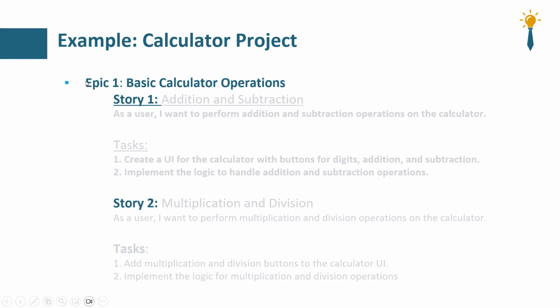This is epic one, basic calculator operations. And in epic one, you can have many stories. And in each story, you can have multiple tasks. So this is a story. And in this story, in the addition section, you can have the following tasks, for example. One task is create a UI for the calculator with buttons for digits, addition and subtraction.